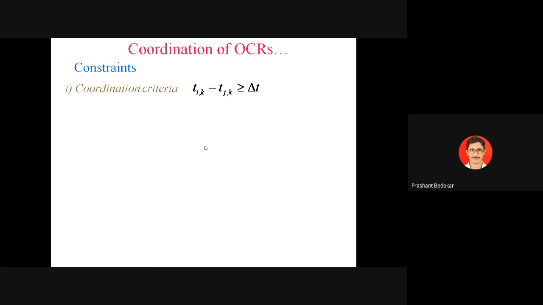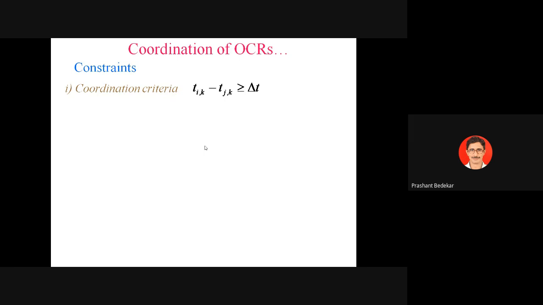So for the same fault at point K, I am talking about time of operation of relay located at I and J. So I am considering that relay located at J is primary relay and relay located at I is backup relay. So for the fault occurring at point K, ith relay is backup and jth relay is primary. And backup relay has to wait and watch for some time. For how much time? That time should be greater than or equal to delta T.